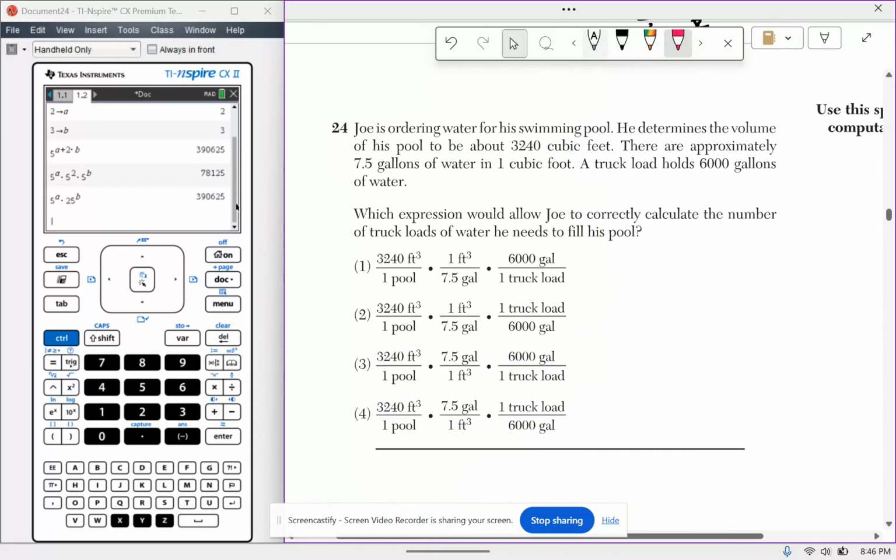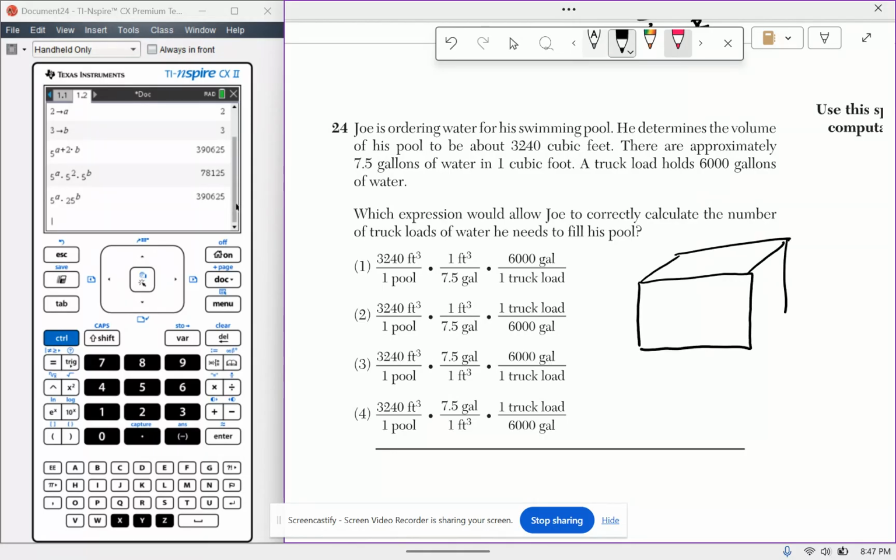Joe is ordering water for his swimming pool. Can you order water? He determines the volume of his pool. Okay, so I got a pool, right? And I'm like, okay, the volume of his pool. We're envisioning water in a pool, like a little cube worth of water. This is the water in the pool.